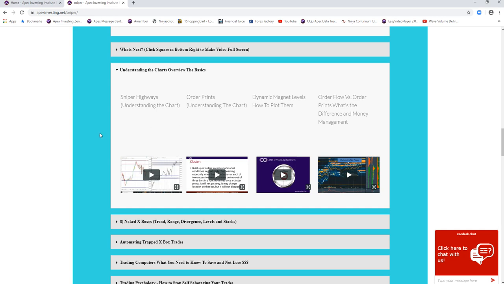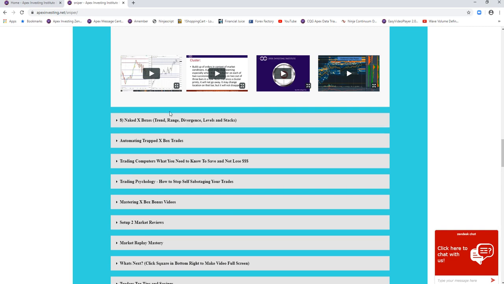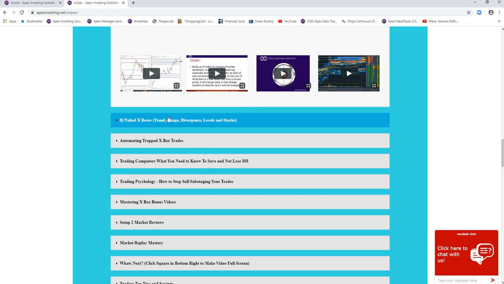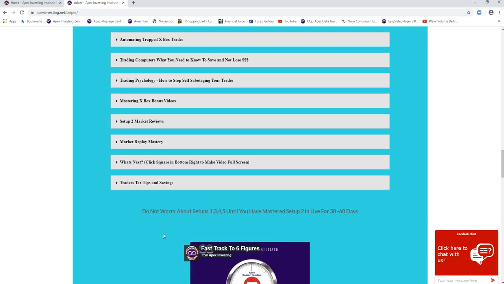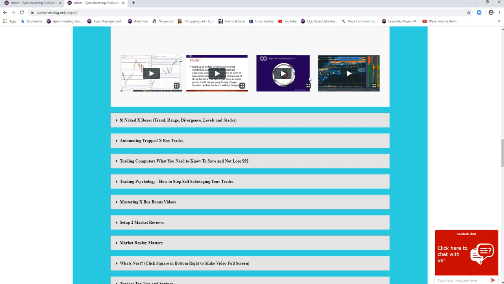Because when you get down into all these other trades, the naked Xbox trade in a trend, in a range, at levels and stacks, at divergence, or any of these other trades down here, they're still simple trades. Does the bar have this and this? Yes. Everything else is based on what's around it on the chart. What is the levels on the chart? What is the market condition? Learning this right here is 75% of the game.